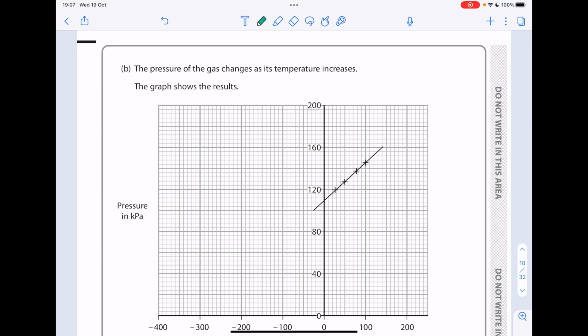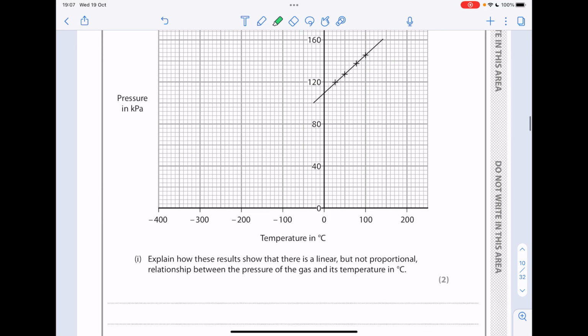The pressure of the gas changes as its temperature increases. The graph shows the results. Explain how these results show that there is a linear but not proportional relationship between the pressure of the gas and its temperature in degrees Celsius. So we can see it's linear. Why? Because it's a straight line, that graph. However, it's not proportional. Why? Because it simply does not go through the origin, and that's what a proportional relationship would show.